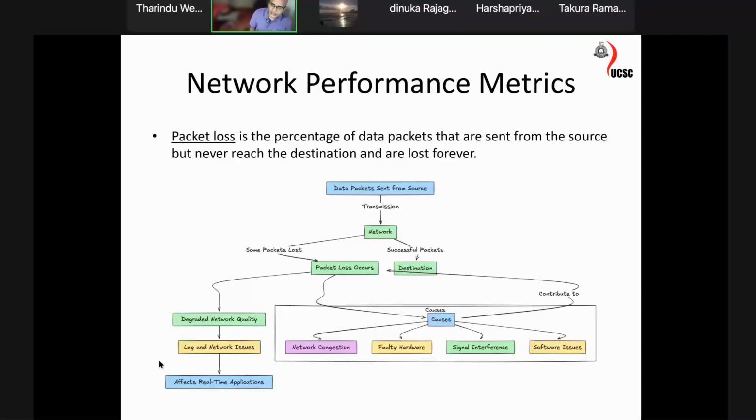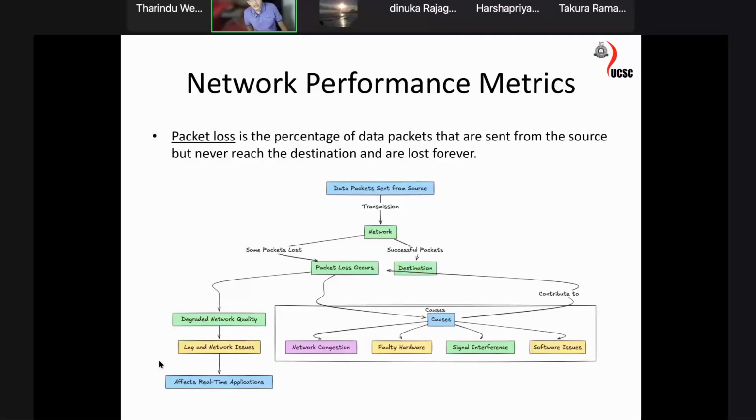So data packets transmitted and received are measured against each other. That can be done by using different tools. Some of the causes or contributions to packet losses are network congestion, faulty hardware in between, network hardware, signal interference, as I said, on the copper cable. Software issues can be there in terms of certain software malfunction. Software may be dropping packets on the client, server, or intermediary network device. So it results in degraded network quality.